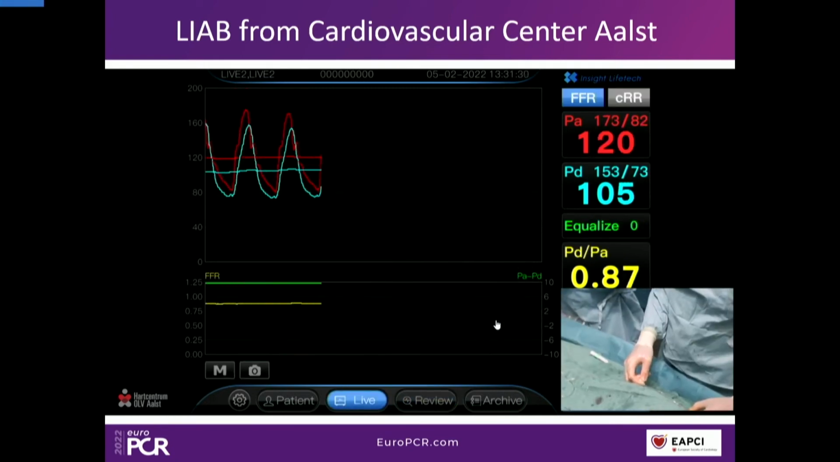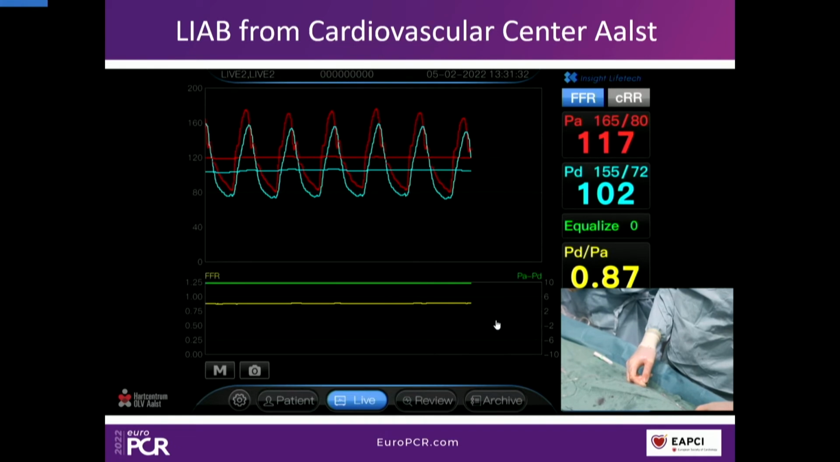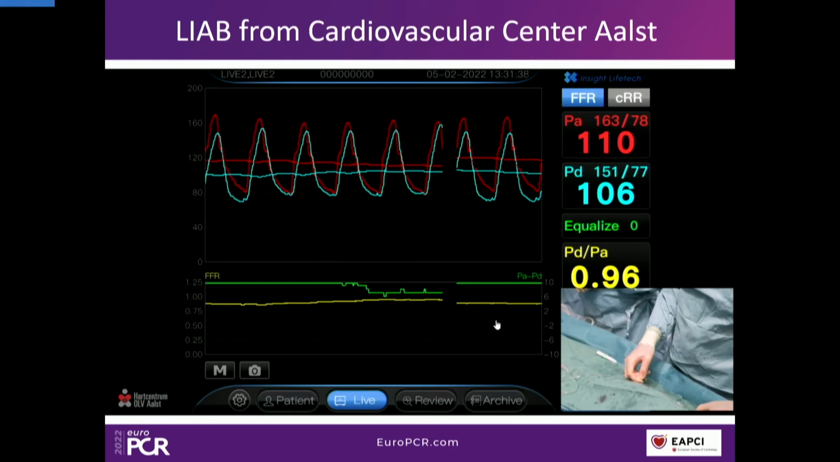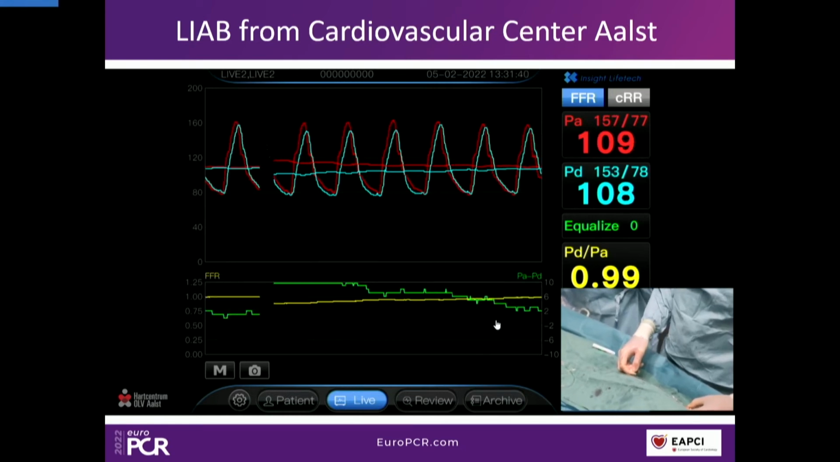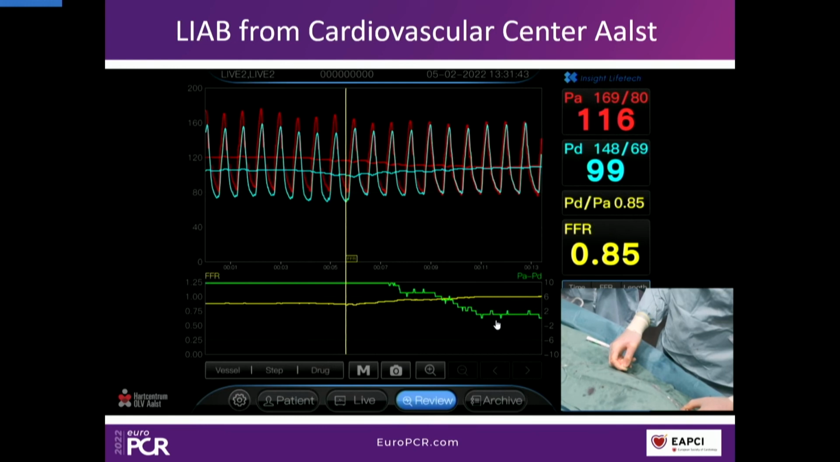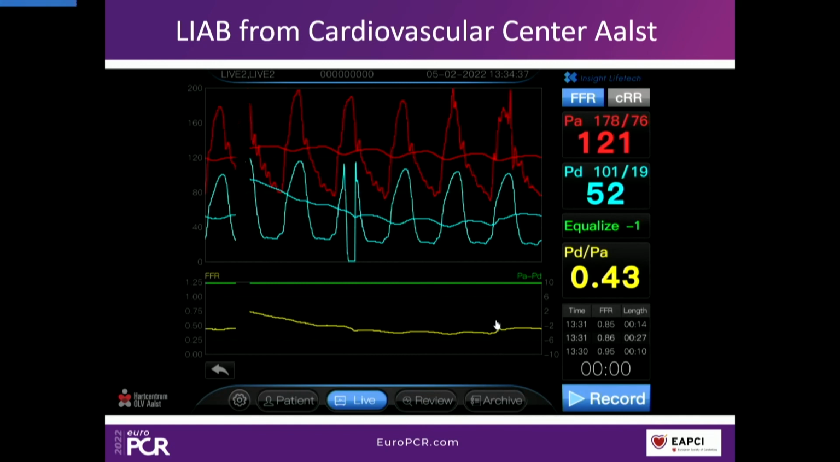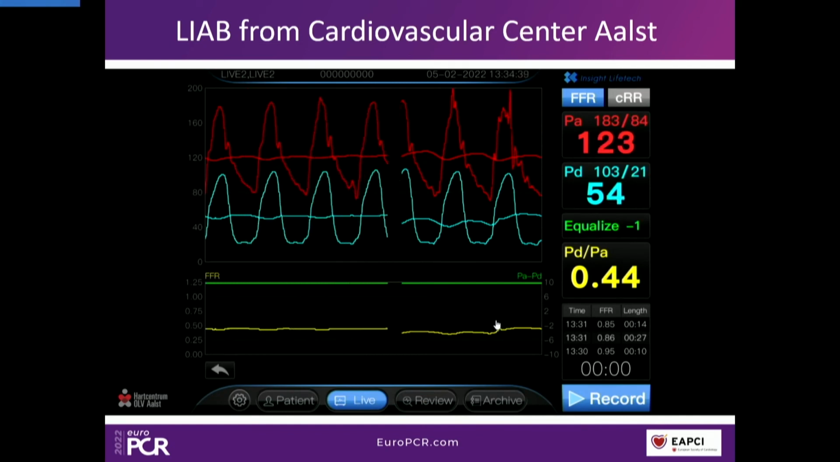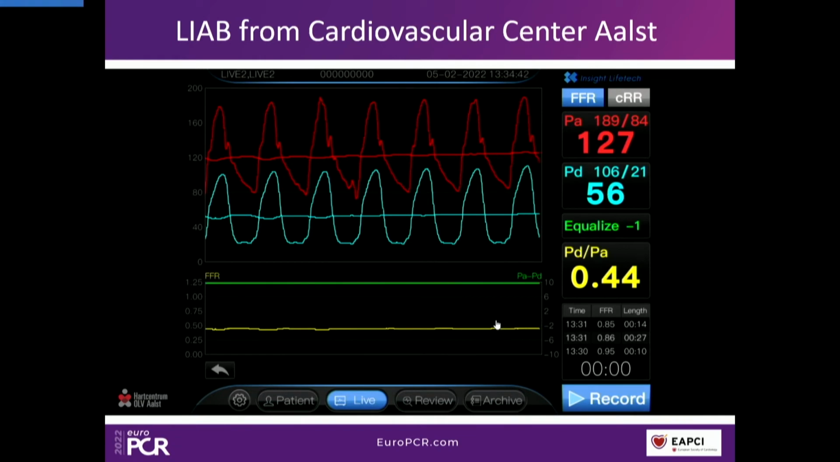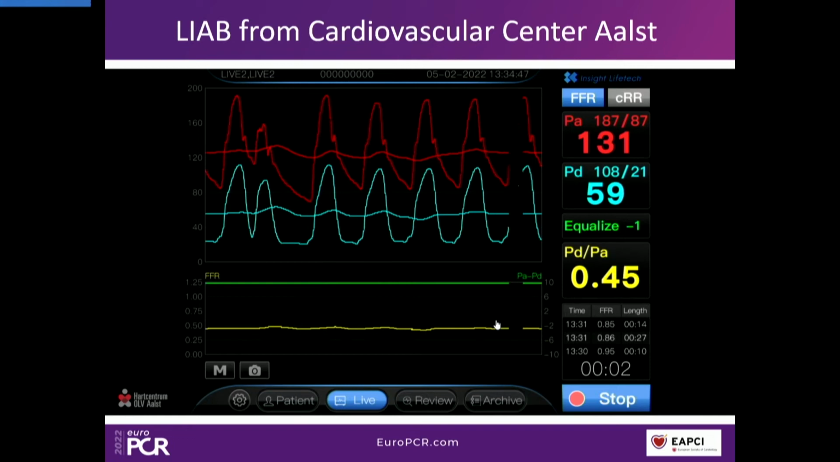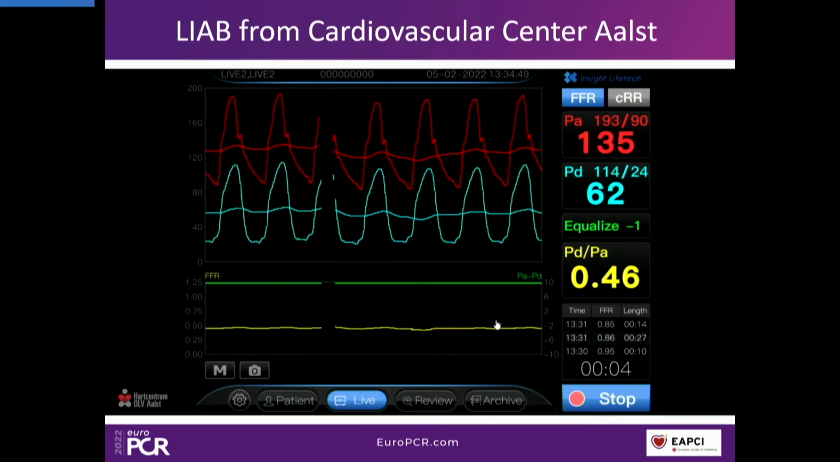Yeah, this is the focal gradient at the level of that division. Stop. Okay, so now we will advance the microcatheter inside the LAD, not really to confirm the significance, but in order to have an idea of the location of the gradients within the vessel. As a matter of fact, Jeroen, we have a PPG at rest that we can record, please, of 0.44. It means that already at rest, this is a significant pressure gradient.